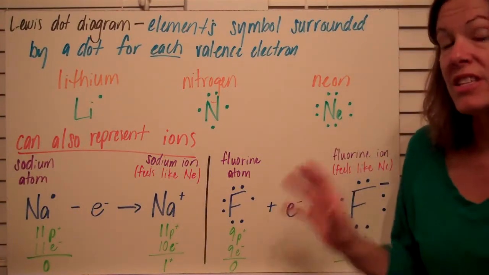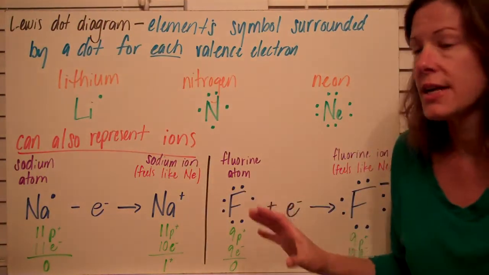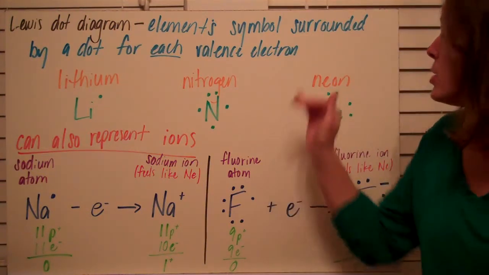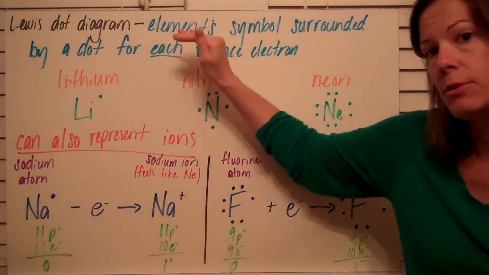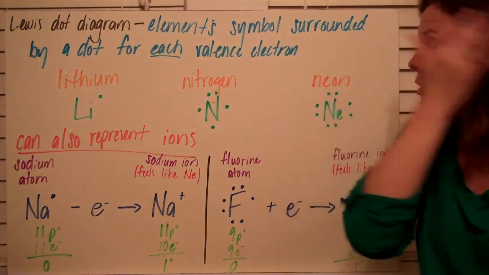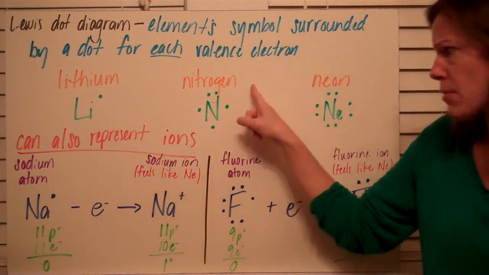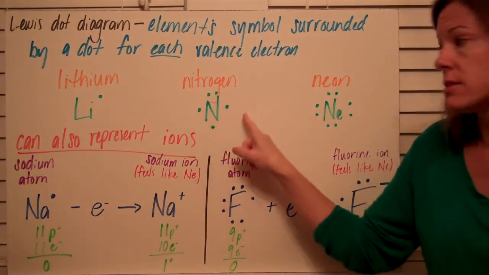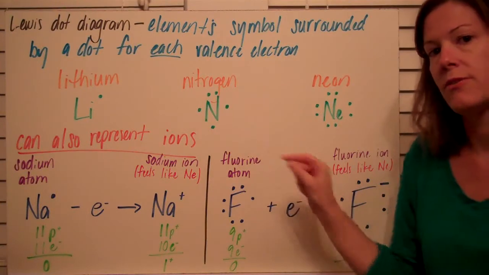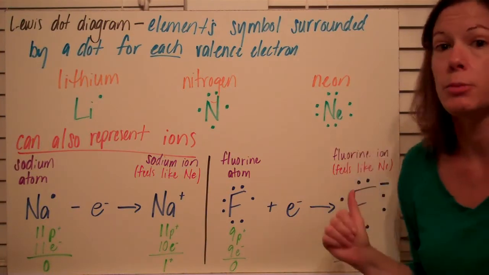Alright, so before we talk about the types of bonds that occur, let's talk about something called a Lewis dot diagram. A Lewis dot diagram is just a way that you can show how many valence electrons an element has. So the way that we do that is we show the element symbol surrounded by dots, and each dot represents 1 valence electron. For instance, lithium has 1 valence electron, so it would be Li with 1 dot. Nitrogen would be N with 5 dots. And generally we do it so that they kind of pair up, so that there's 4 sets of 2. And then neon would be Ne with 8 valence electrons, since neon is a noble gas.